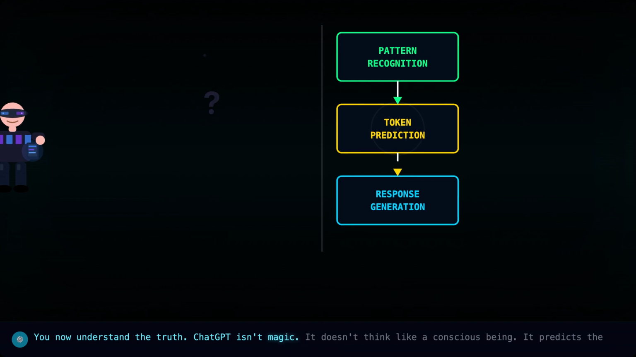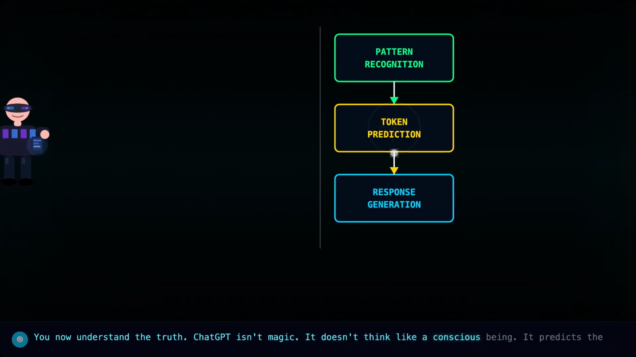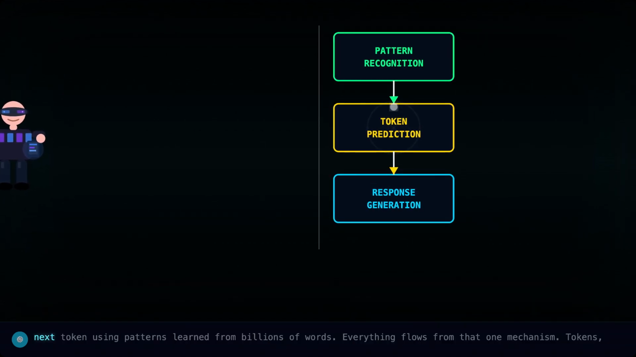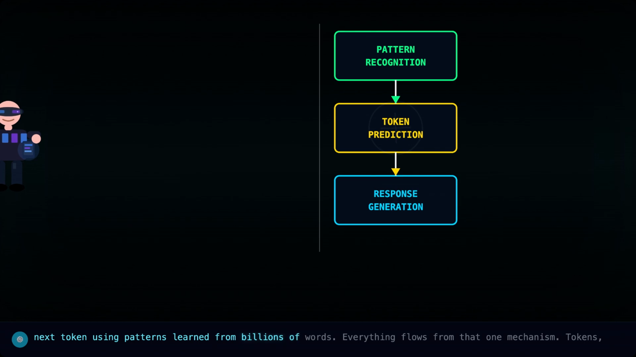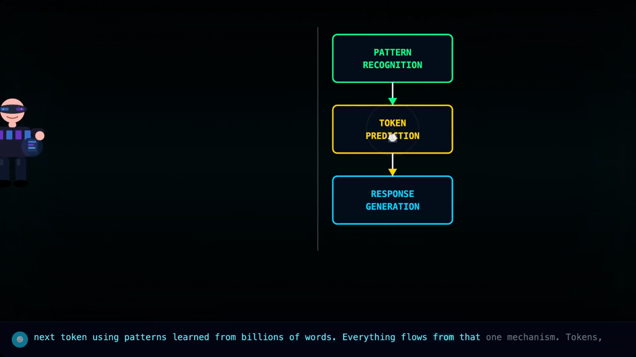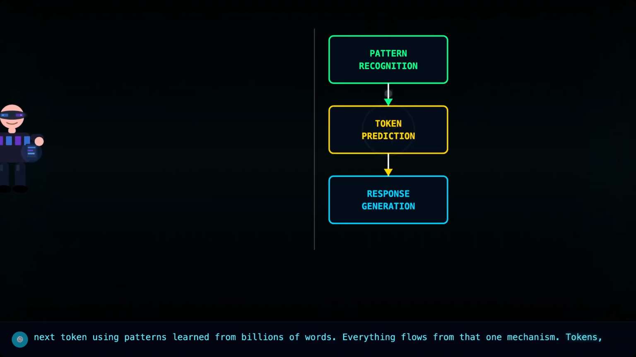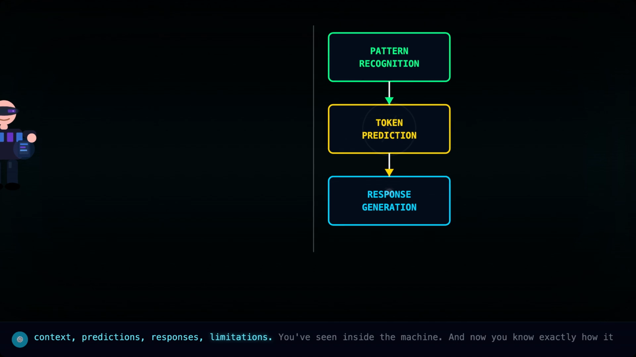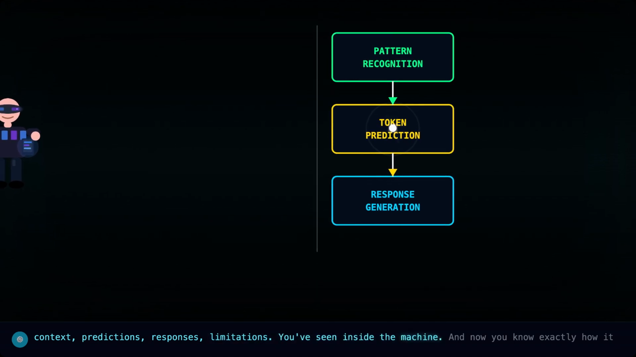ChatGPT isn't magic. It doesn't think like a conscious being. It predicts the next token using patterns learned from billions of words. Everything flows from that one mechanism. Tokens, context, predictions, responses, limitations. You've seen inside the machine. And now you know exactly how it works.